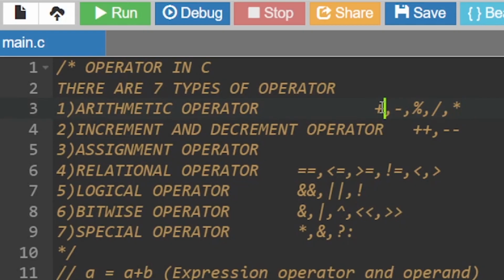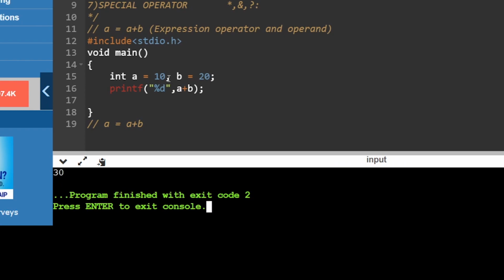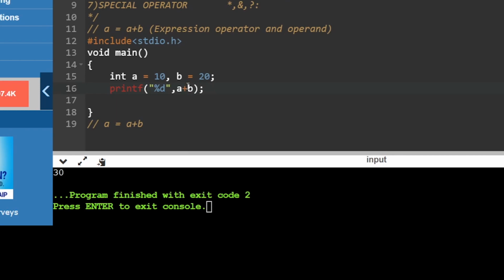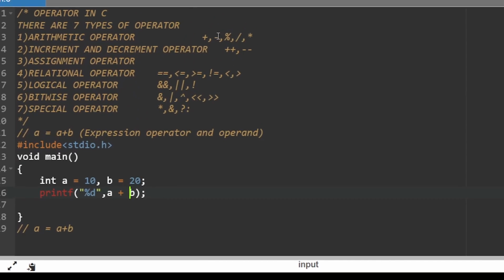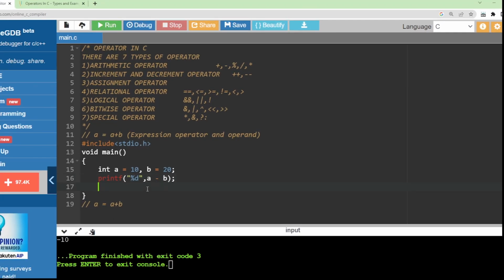Plus does addition. If I run this code, I'll get output 30, which is the summation of a = 10 and b = 20, because I'm using the plus operator. What is minus? Minus is subtraction, which is normal in algebra. If I give subtraction over here, we get minus 10. Well, 10 minus 20 is minus 10, which is the correct output.